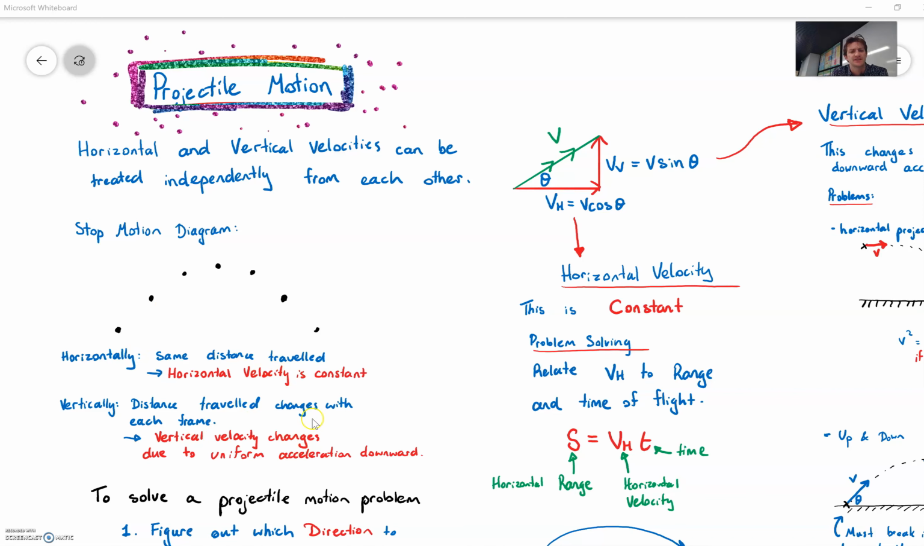And these two factors, the fact that you've got a component of the velocity that is constant and another component that's got a constant change applied to it, they result in the parabolic paths in projectile motion that we observe.